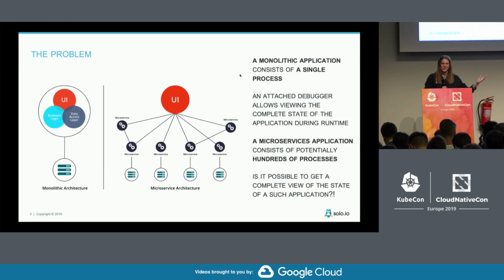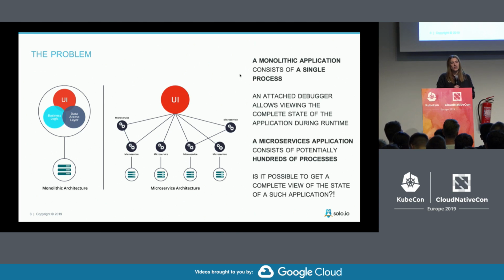Back in the day, when we were all writing monolithic applications, it was pretty simple to just attach a debugger and see what's going on with the application. The state was located in one place, in one binary. You could just attach the debugger and see everything that's going on in the state of the application. Well, that's not the case anymore, right?